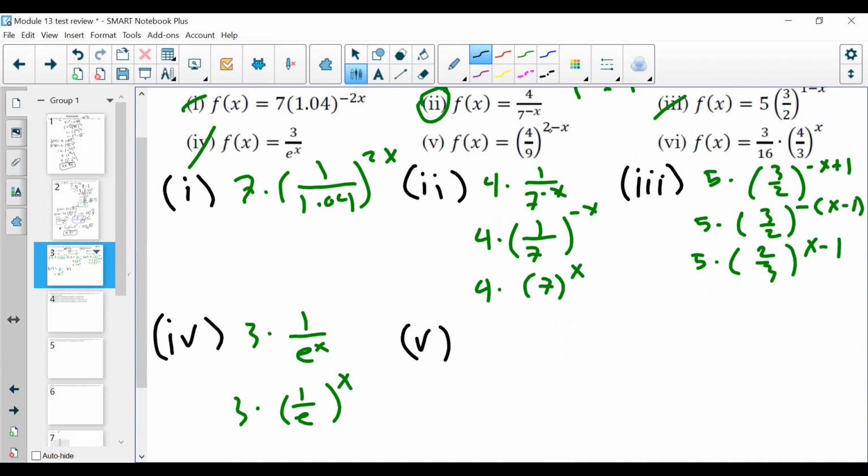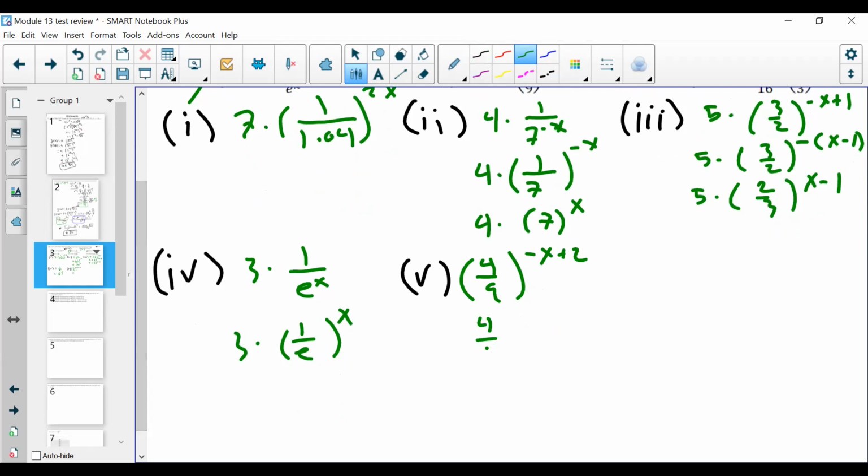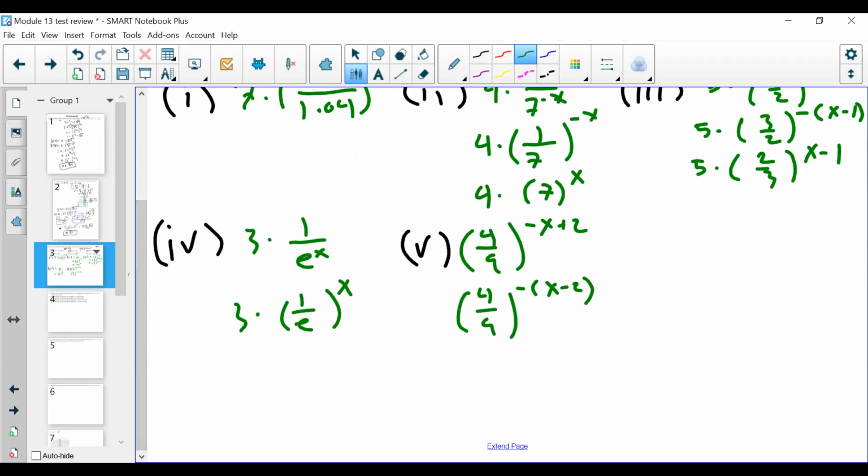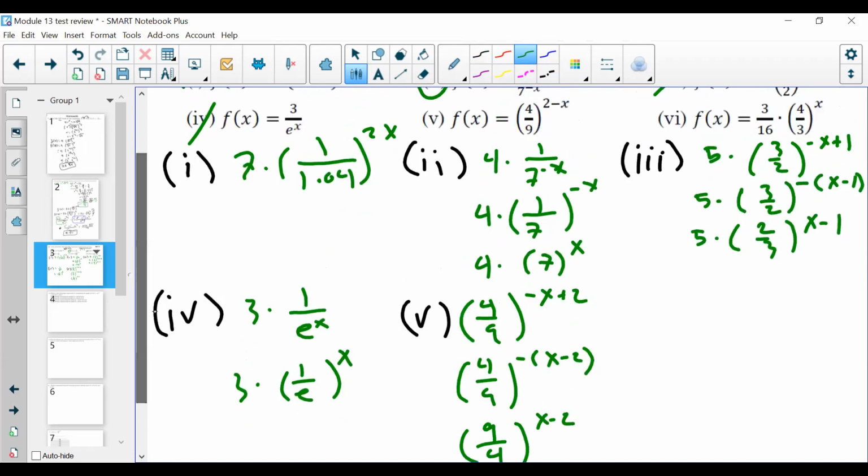All right, now for number 5. 4 over 9 to the 2 minus x. So same thing we did with number 3. I'm going to rewrite the exponent as negative x plus 2. Then factor out the negative to get negative of x minus 2. And then finally take that negative and flip the base to get 9 over 4 to the x minus 2. So 9 over 4 is greater than 1. So that tells you that 5 is going to be an exponential growth.